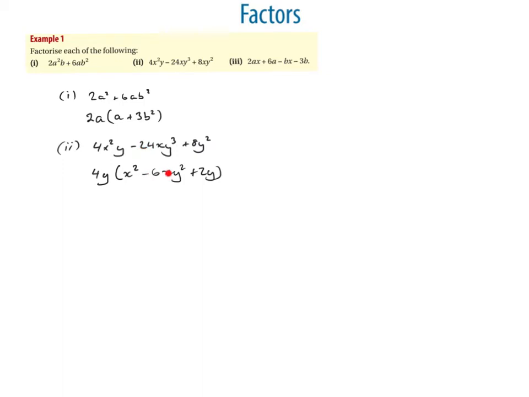I already have the x, and y by y squared will give me the y cubed. For the last one, I have 4 times 2 will give me the 8. Y by y will give me the y squared, so it all works out. So let's have a look at the third one now.